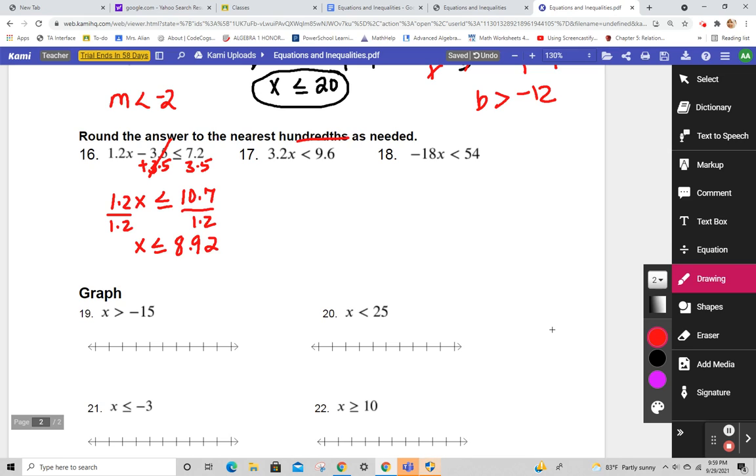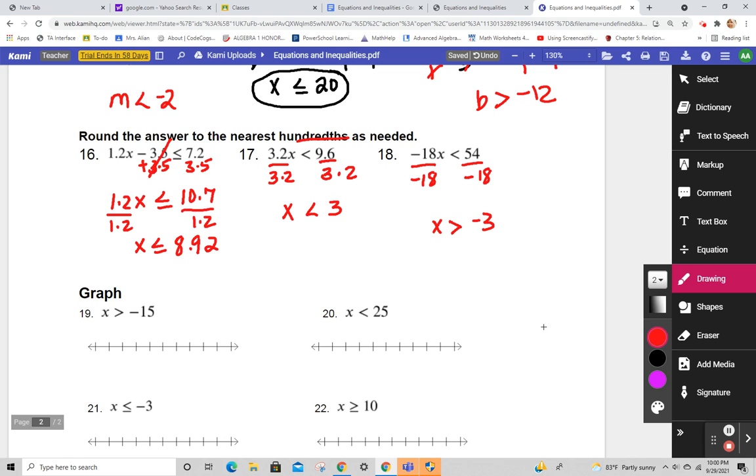All right, number 17. We just have to divide both sides by 3.2, and we will have solved for x. So that should be 3. All right, let's keep going. Divide both sides by negative 18 to solve for x. We're dividing by a negative coefficient, so we have to flip the sign. This is going to be x is greater than negative 3. You have a positive being divided by a negative, so our answer is going to be negative.